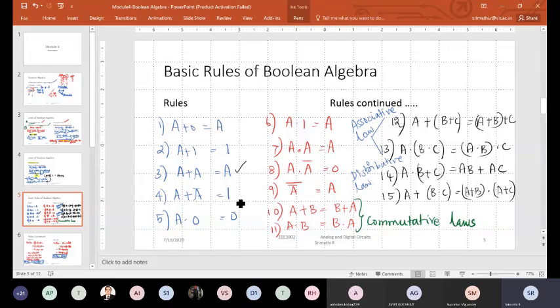A plus A bar is equal to 1. Remember your OR gate truth table, with the combinations 0 0, 0 1, 1 0, and 1 1, where this is A and this is B, and B is nothing but now I am taking it as some X. That is how in the combination A plus 0, it is A again. A plus 1 is 1 again. And A plus A is A.